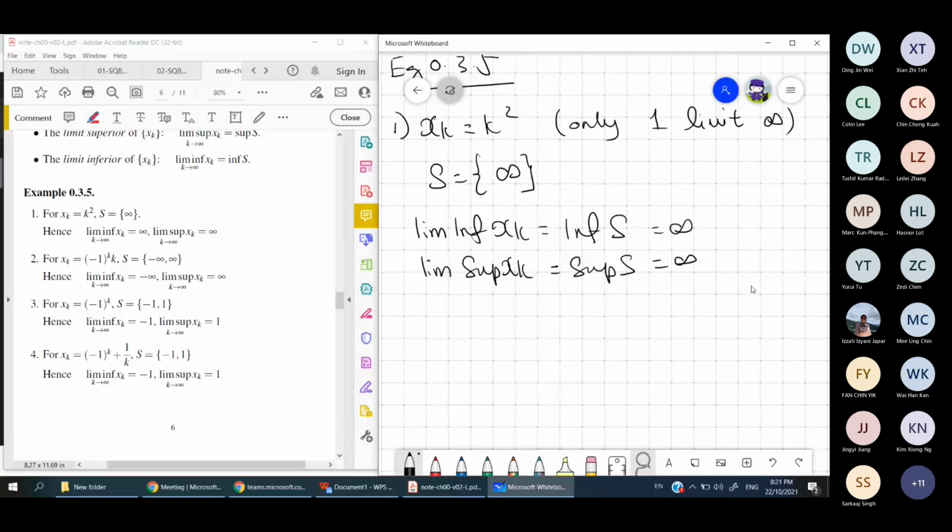Okay, we look at another one. We look at x_k equal to (-1) power of k times k. You just list out all the possibilities. So the first one, -1, +2, -3, +4, -5, +6, and so on. If you look at this, you can see this x_k.